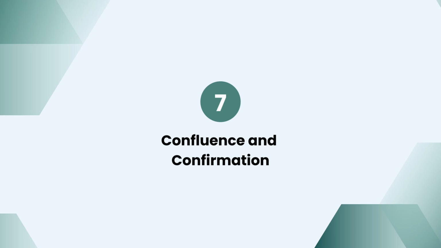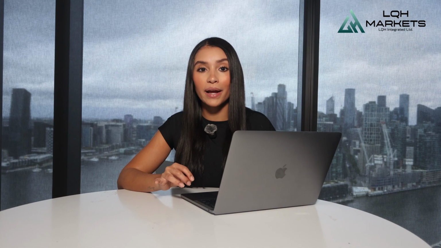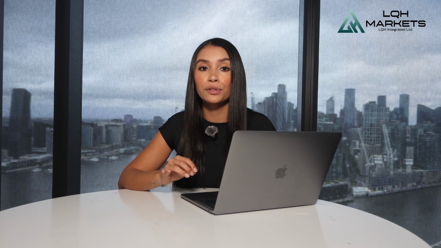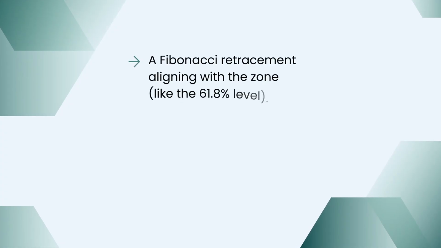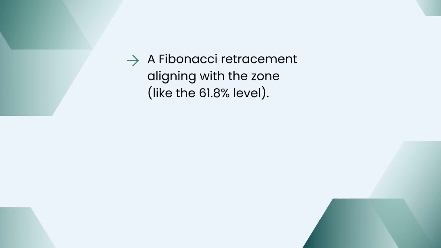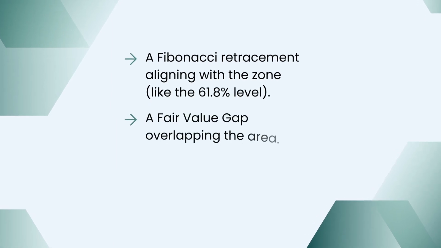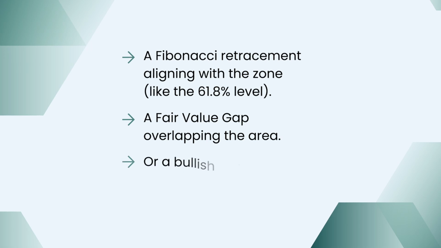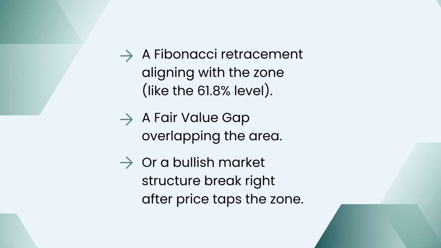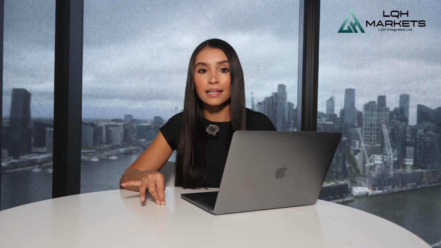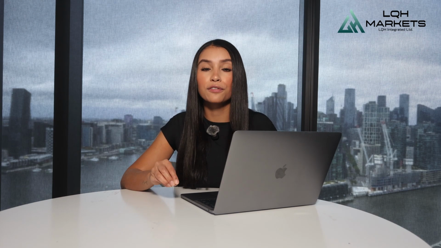Confluence and confirmation. Demand zones work best when confirmed by other tools. For example, a Fibonacci retracement aligning with the zone like the 61.8% level, a fair value gap overlapping the area, or a bullish market structure break right after price taps the zone. When multiple pieces align, you're not guessing, you're confirming institutional activity.